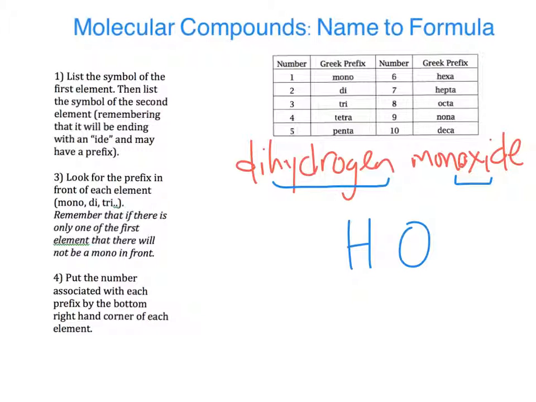Then we're looking at the prefixes, and we are trying to determine what number that means. So di right there means that this is an H2. Mono right there means that this is an O1, which means we don't need to put any number there. Okay, dihydrogen monoxide becomes H2O.